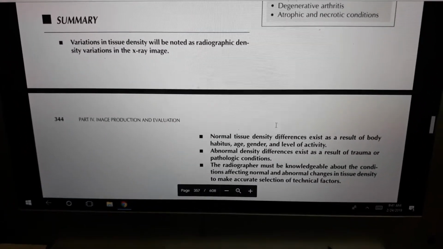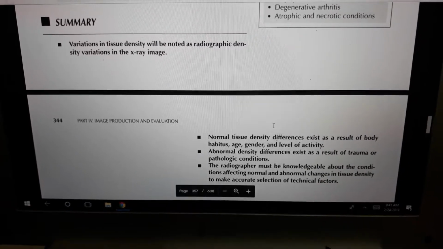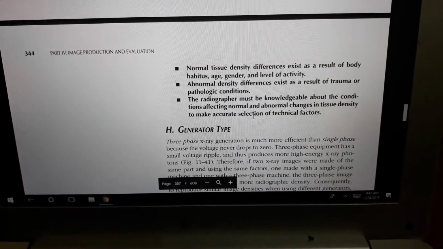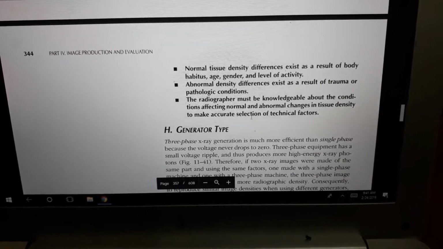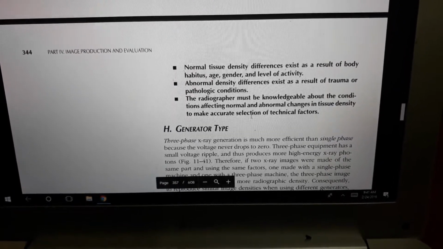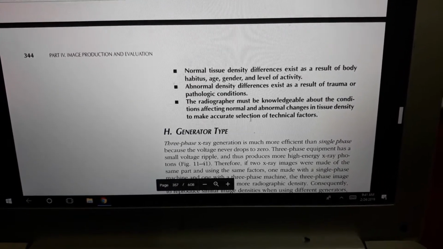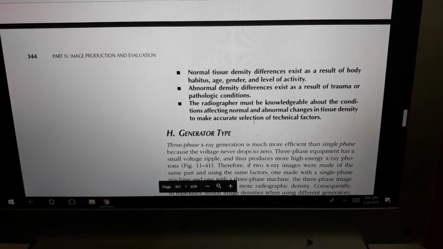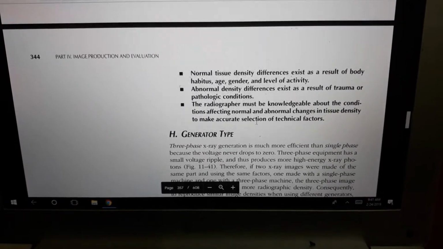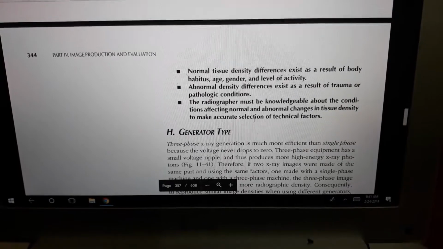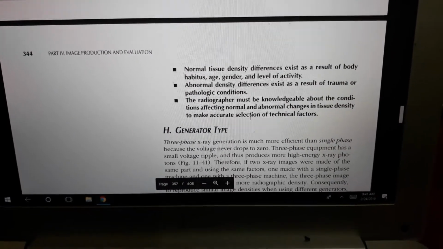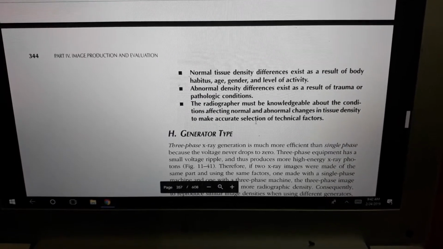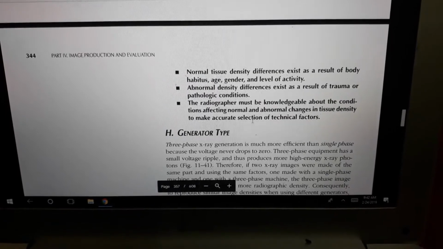Summary. Variation in the tissue density will change the radiographic density in the X-ray image. Normal tissue density differences exist as a result of body habitus, age, gender, and level of activity. Abnormal density differences exist as a result of trauma or pathologic conditions. The radiographer must be knowledgeable about the conditions affecting normal and abnormal changes in tissue density to make accurate selection of the technical factors.